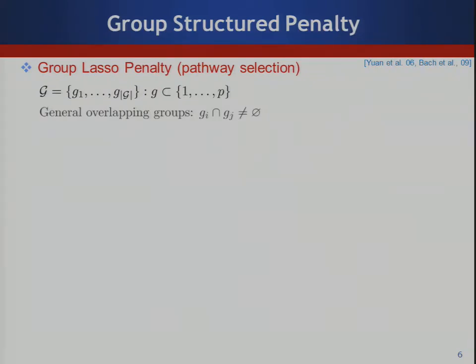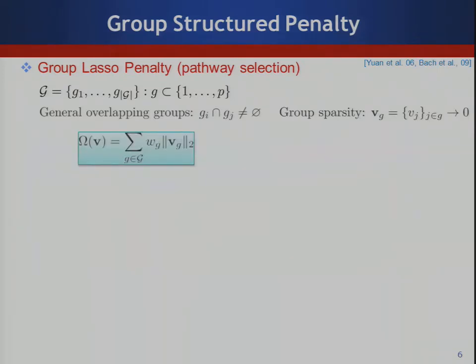The first one is the group lasso structure, which we can use to do pathway selection. We assume there are P genes, and we partition them into different groups. However, the main difficulty here is that the groups are highly overlapped, since each gene can perform different functions in different pathways and can appear in different pathways. Basically, that means for any 2 groups, G_i and G_j, their overlap could be a non-empty set. But under this setting, we still want to achieve group sparsity, that is, V_g for each group goes to 0 altogether. This can be achieved by the L2 norm on each group, and we put a weight W_g on each group.